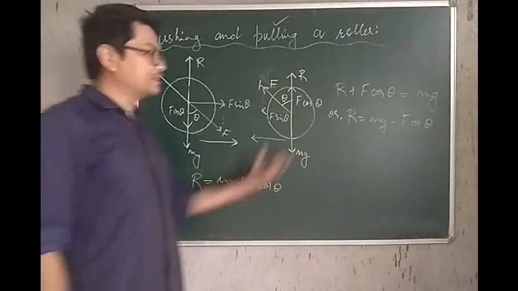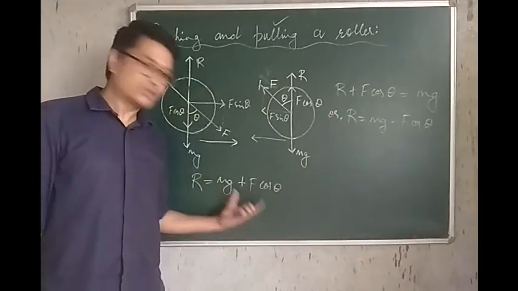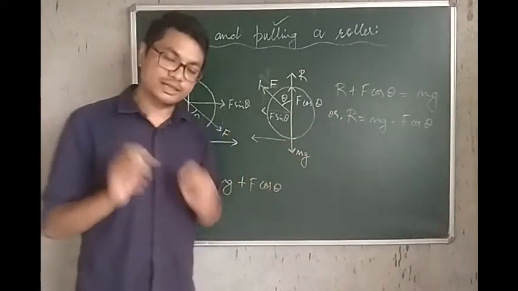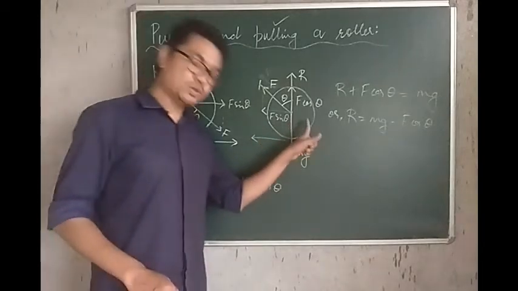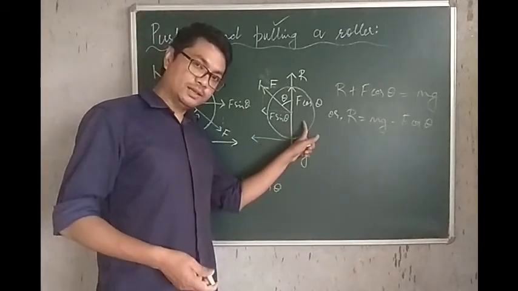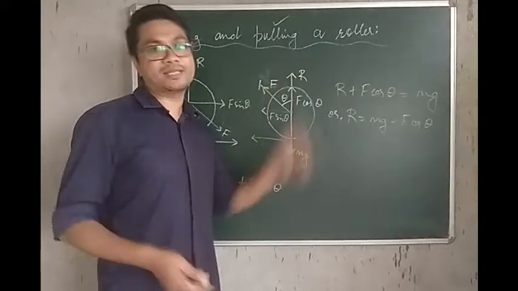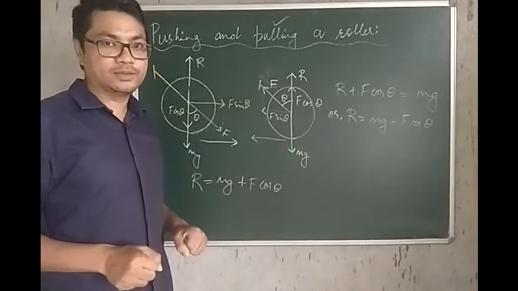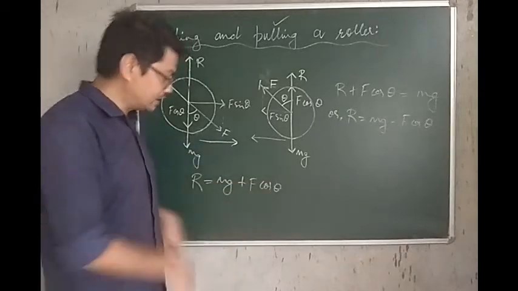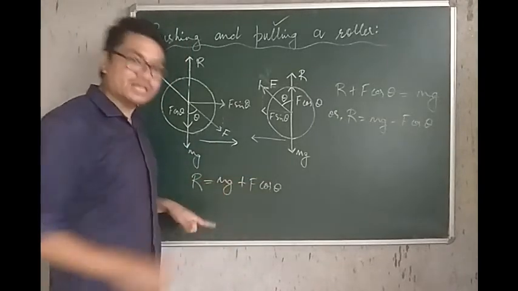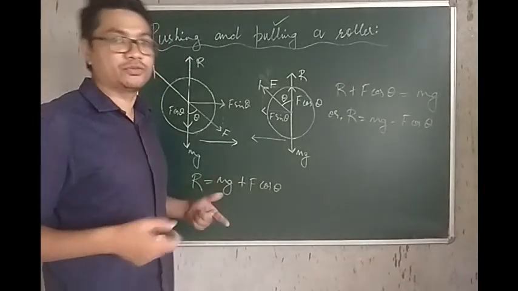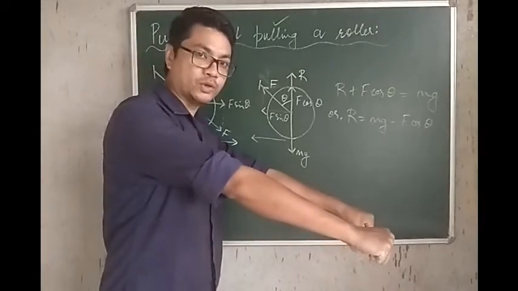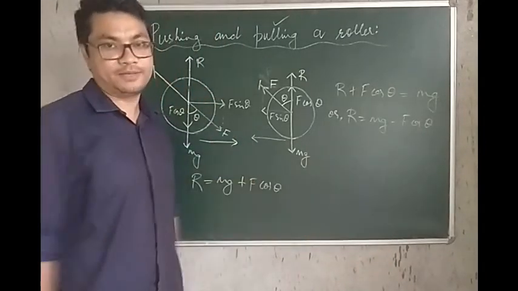So from this explanation itself, we can understand that when we are pulling a roller, since its effective weight is decreasing, it will be easier for us to pull a roller. And when we are pushing a roller, its effective weight is increasing. Therefore it will be more difficult for us to push a roller than to pull it.